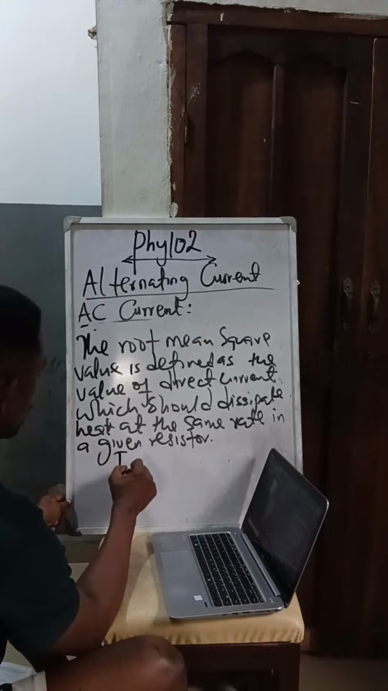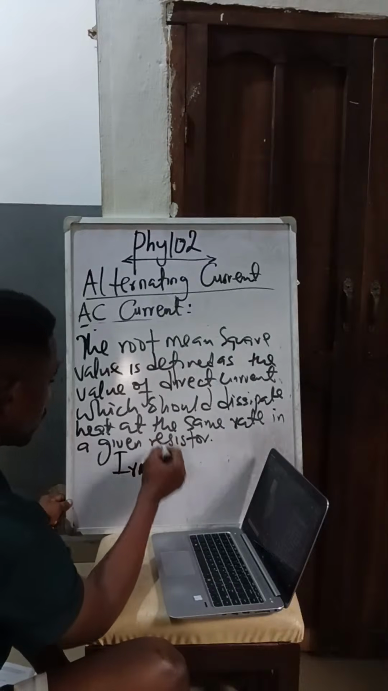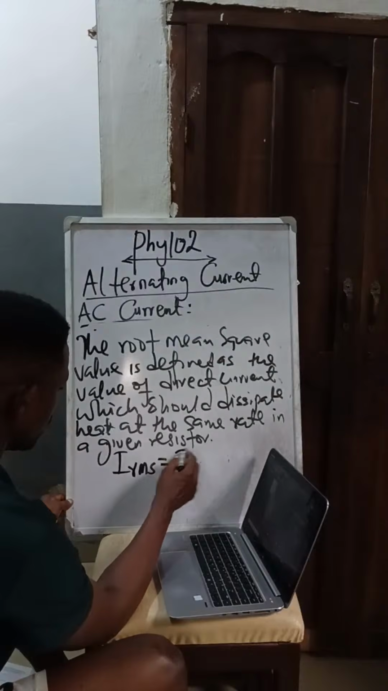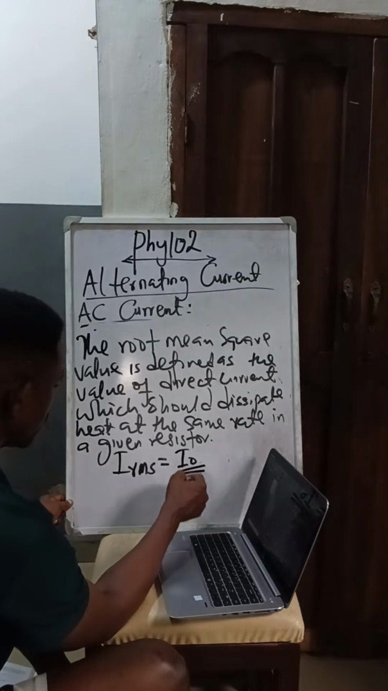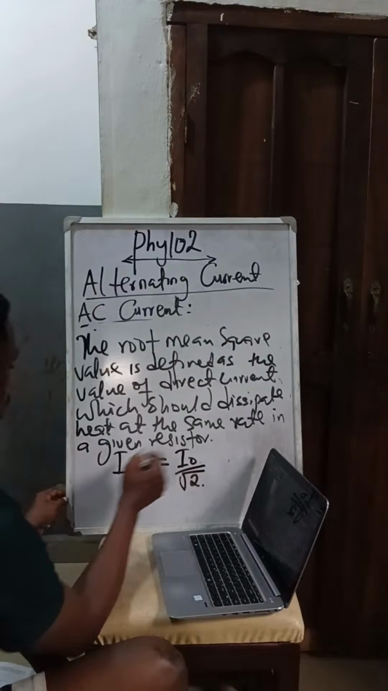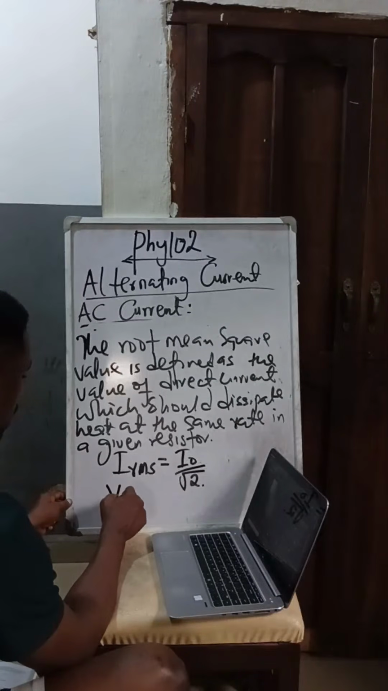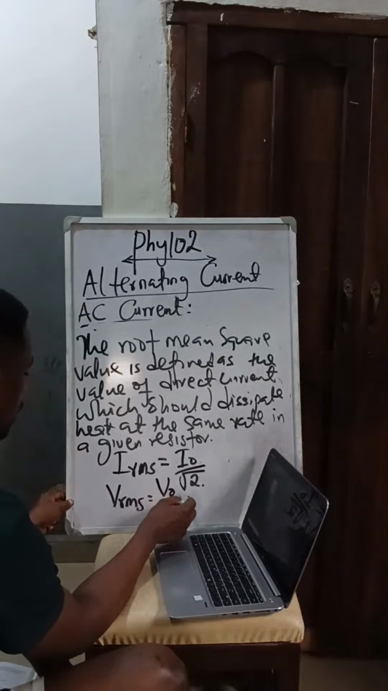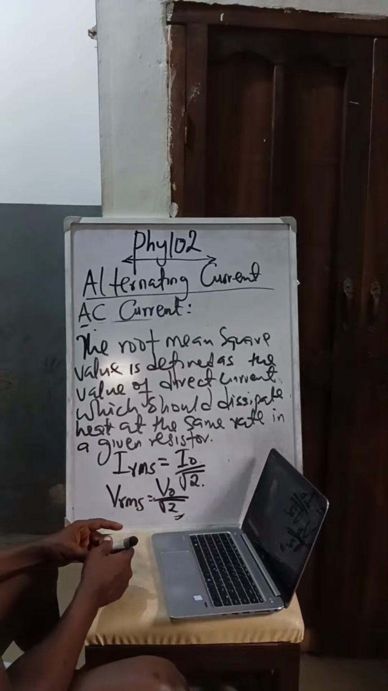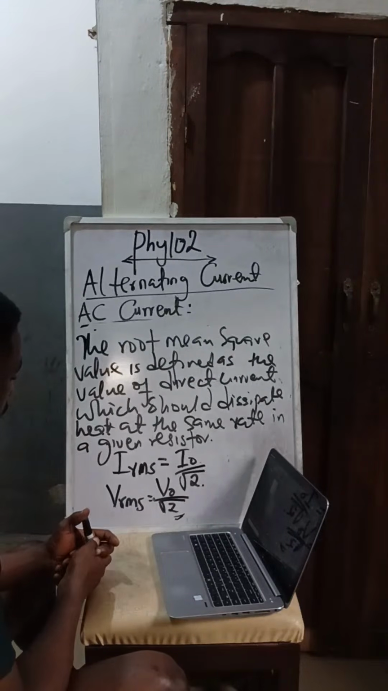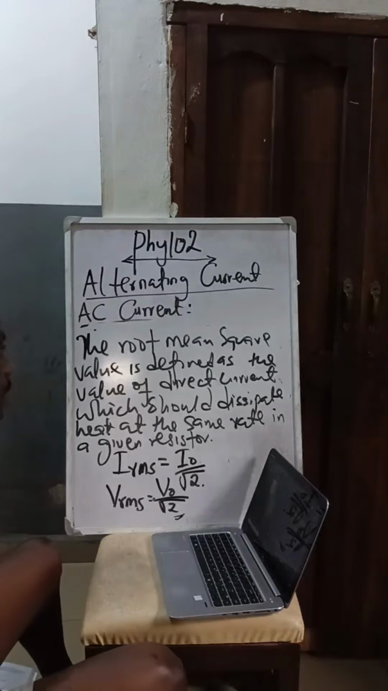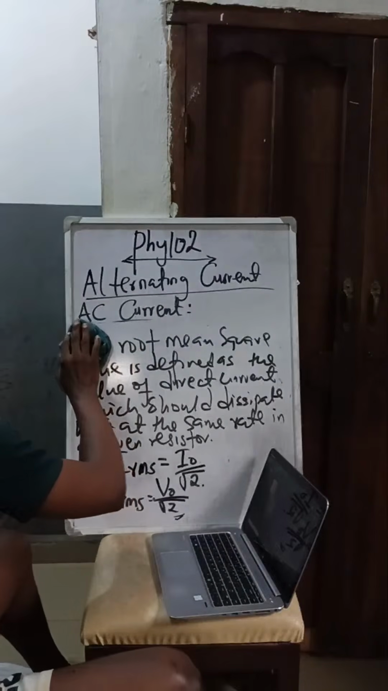So RMS current is equal to peak current all over square root of 2. Similarly, RMS voltage is equal to peak voltage all over square root of 2. Okay, peak voltage all over square root of 2. All right, so that is how we do it.